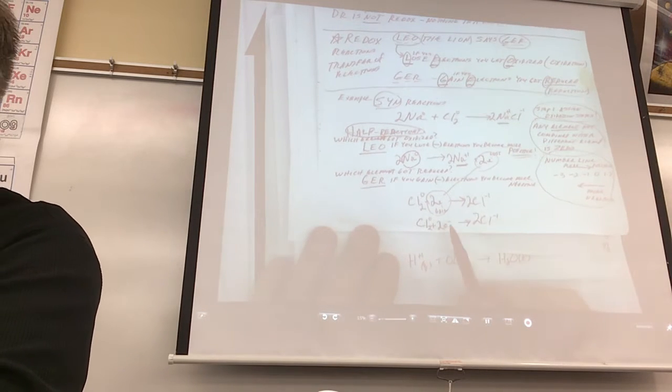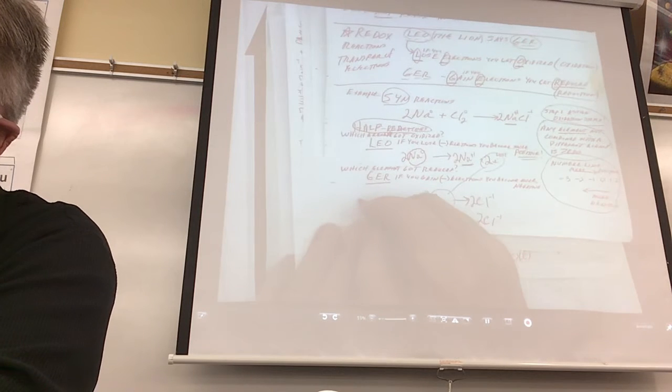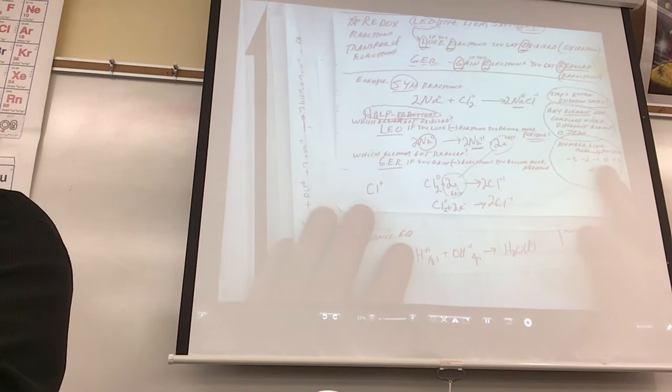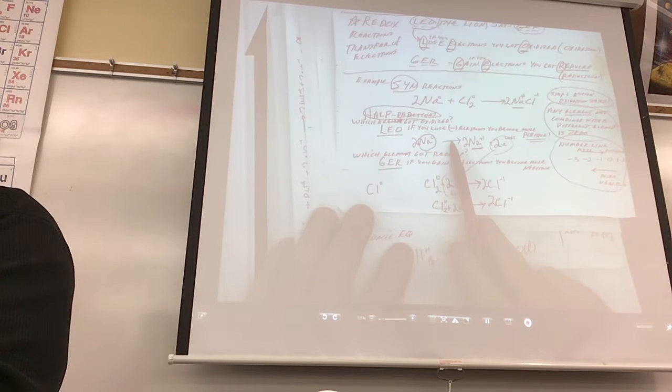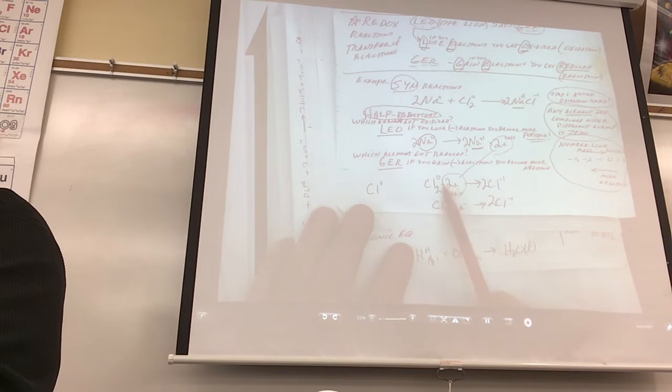Now, I'm going to do chlorine again. This will be a third time. Let's take chlorine. Each chlorine started out with what? Each chlorine started out as 0, didn't it? Now, did you notice on Leo, I put the electrons over here on this side because it's a product? But what happens with GER? Where do the electrons go when I do the GER? Yeah, because they have to be added. This has to combine with this to turn into that, doesn't it?